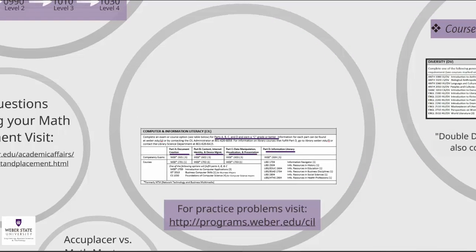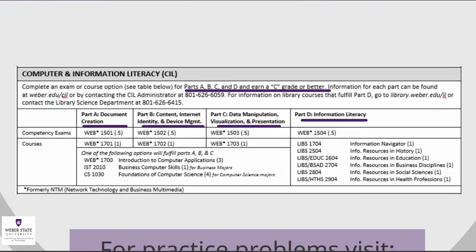The next requirement is Computer and Information Literacy. Computer and Information Literacy is broken into 4 parts. The topics that are covered are Part A, Document Creation; Part B, Content, Internet Identity, and Device Management; Part C, Data Manipulation, Visualization, and Presentation; and Part D, Information Literacy.